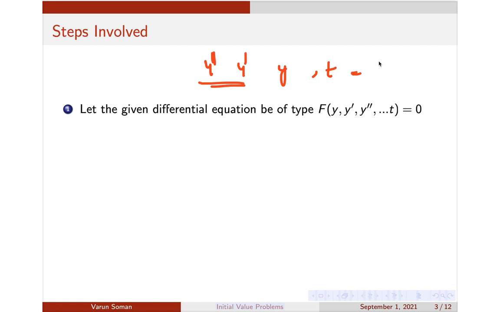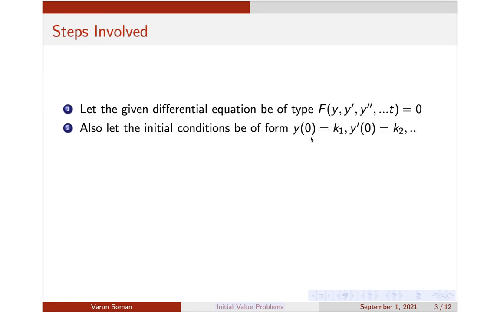Suppose we have some initial conditions, like for example y of 0 is equal to some k1, y dash of 0 is equal to some k2, etc. Now how to solve this? The first step is that I will take the Laplace transform on both sides. So suppose I am given a differential equation, for example y double dash minus y is equal to maybe t squared. What I will do is first take the Laplace transform on both sides.